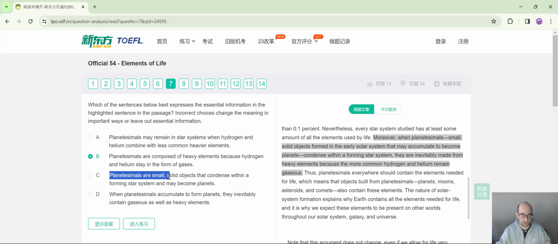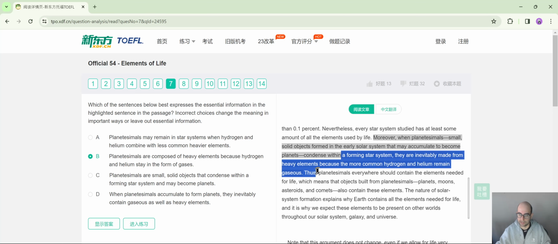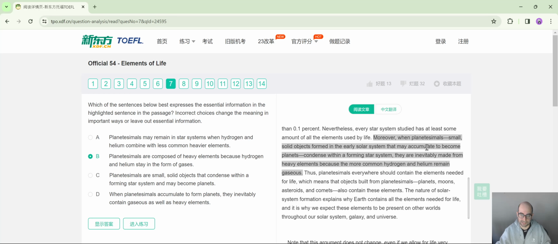Choice C, planetesimals are small solid objects that condense within a forming star system and may become planets. Again, let's see. They define what they are, which we didn't need. We just wanted to know what they do. And they have this here, condensing to form stars, and star system and may become planets. They didn't say the "may become planets" part here. And that was actually here. So this is just taking a bunch of words from the text and changing the meaning.